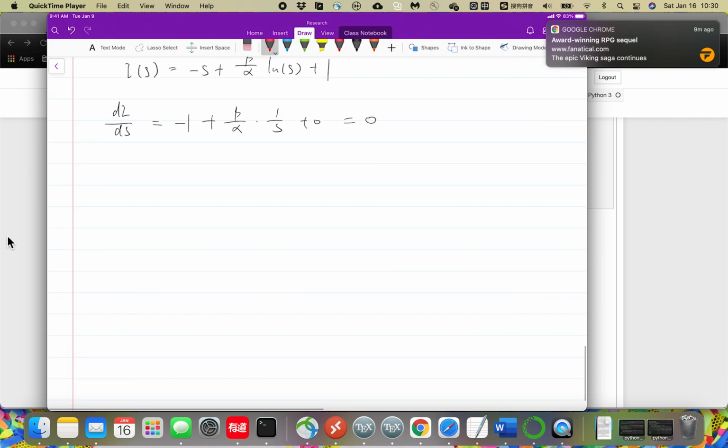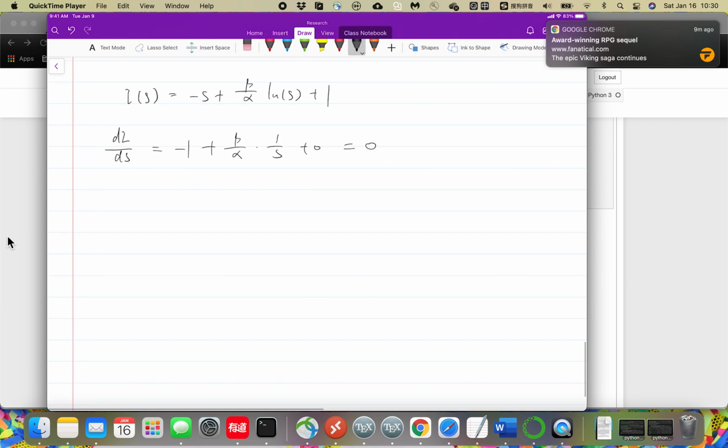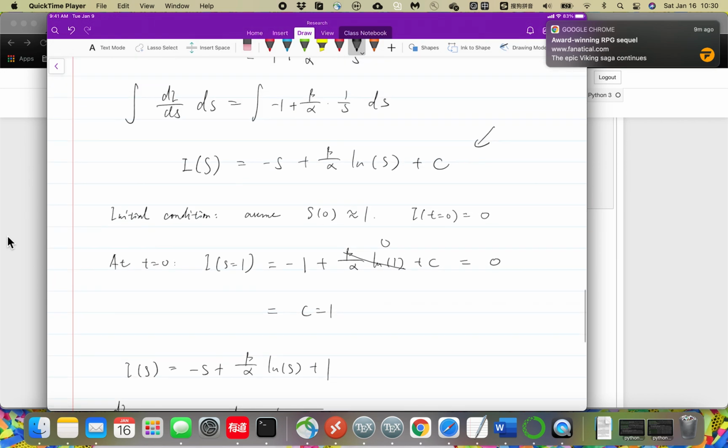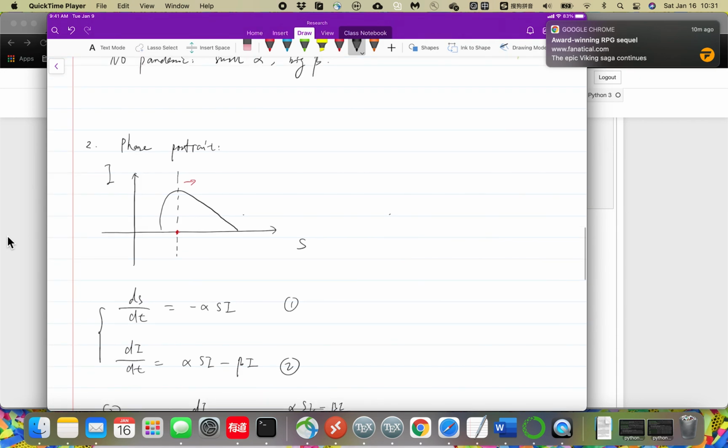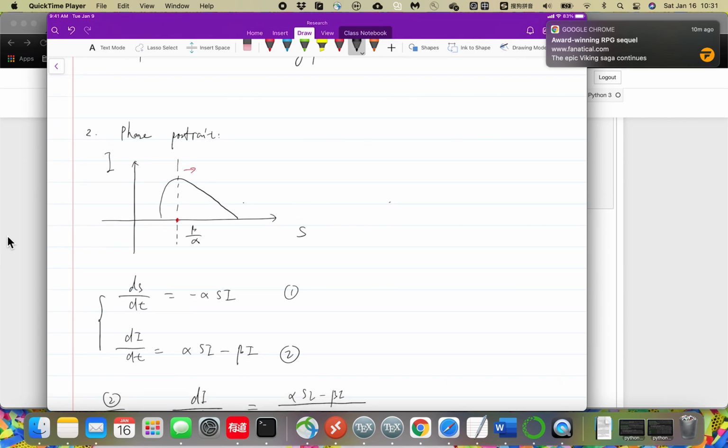So with that in mind, you can simply solve it. Beta over alpha times 1 over s is 1. So s equals beta over alpha. This is where it happens. That's what we get. And we will give this one a name. Beta over alpha, we will call it 1 over R naught.